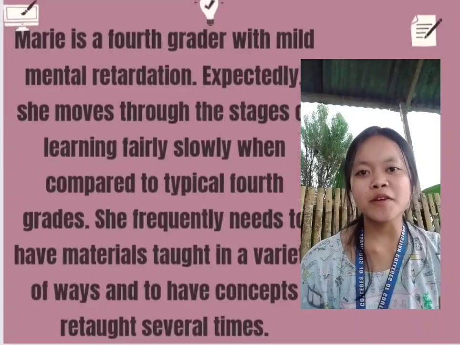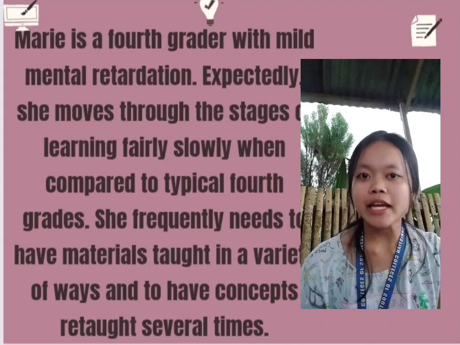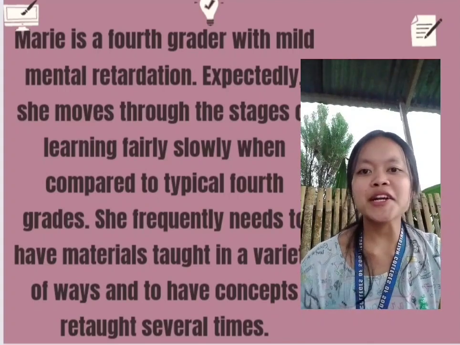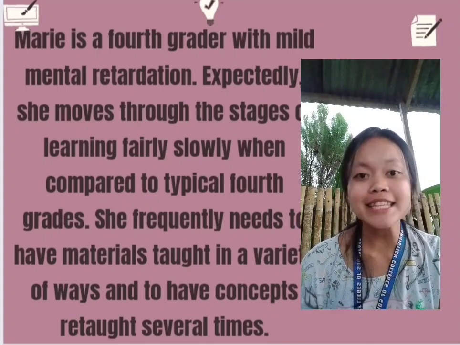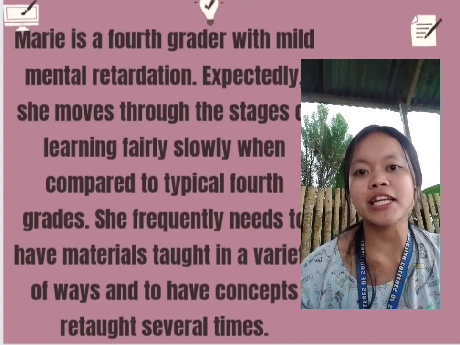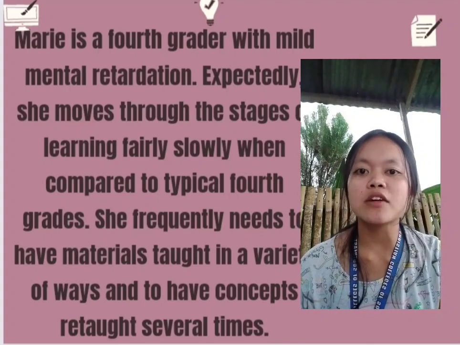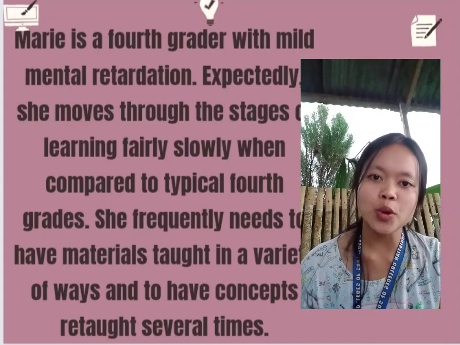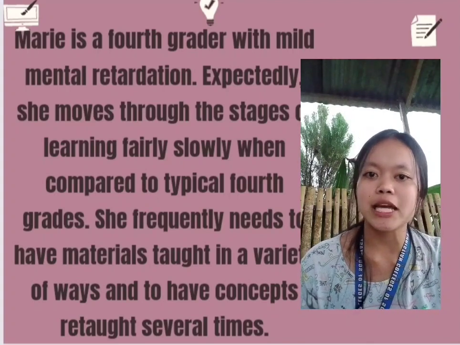So here are some vignettes, and they illustrate how the stages of learning take place in the case of students with learning disabilities. Marie is a fourth grader with mild mental retardation. Expectedly, she moves through the stages of learning fairly slowly when compared to typical fourth graders. She frequently needs to have materials taught in a variety of ways and to have concepts retaught several times.